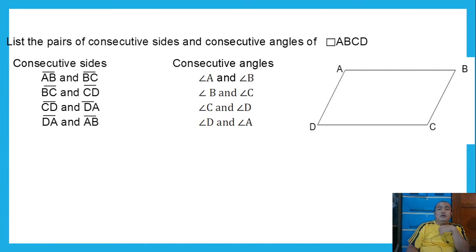Now, in the quadrilateral ABCD, list the pairs of consecutive sides and consecutive angles. So for the consecutive sides, we have segment AB and segment BC, segment BC and segment CD, segment CD and segment DA, segment DA and segment AB. And for the consecutive angles, angle A and angle B, angle B and angle C, angle C and angle D, angle D and angle A are consecutive angles.